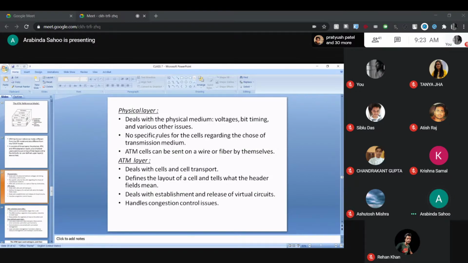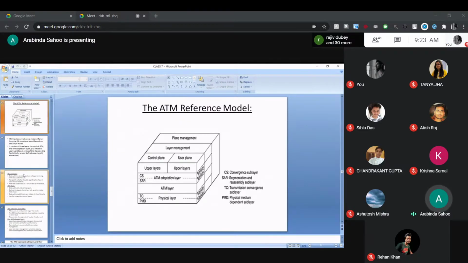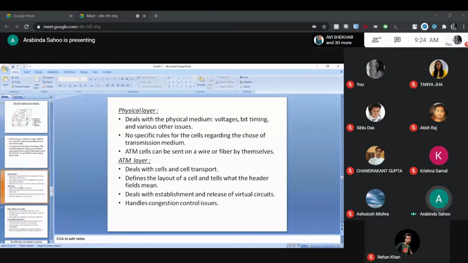If you compare with this diagram, the next layer is your ATM layer. So write down what the functions of this ATM layer are. The ATM layer deals with cells and cell transport.